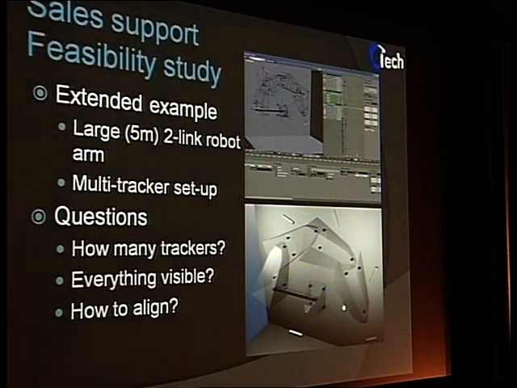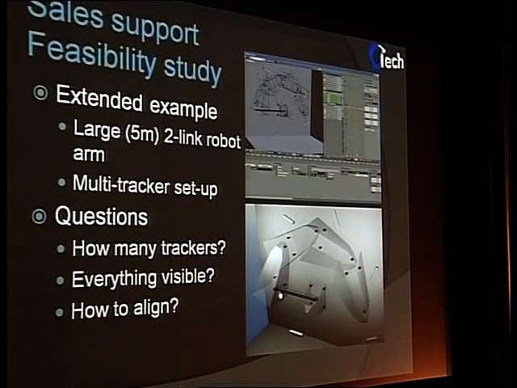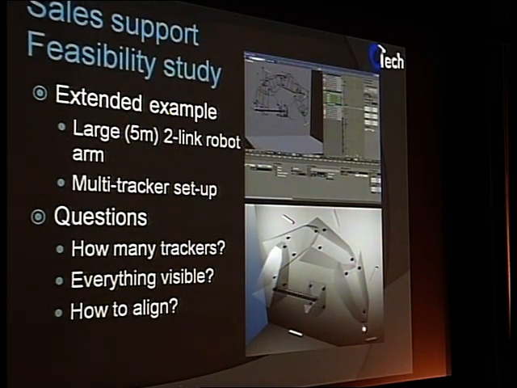Here's another, more extended example of that. It's a customer in China who had a big robot arm, 2 links, with a length of 5 meters. And they wanted to measure the motion of that robot link while it was moving like this. It's a movie, so it looks a bit like a big watch. Not sure what they're using it for. So they wanted to measure the whole motion of this joint and the end link throughout the whole motion.